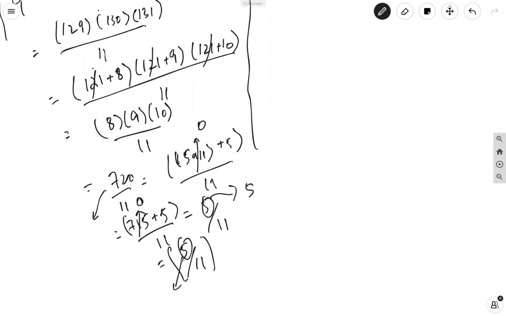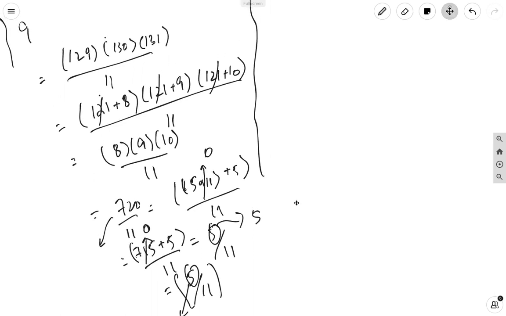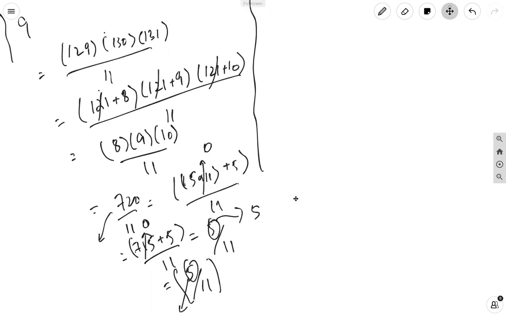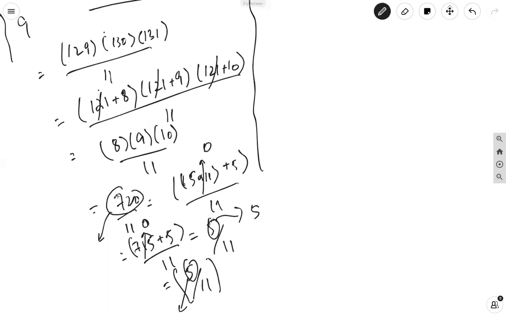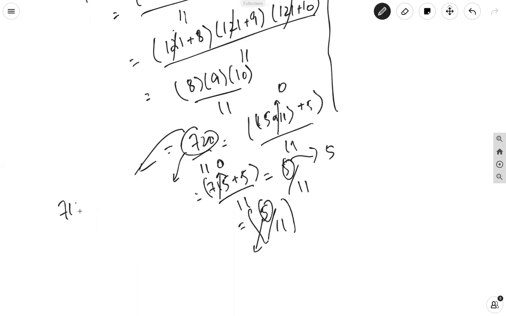Right? I got it, but the previous portion I didn't get. That means 65 into 11, how it became, I didn't get it. Listen, this is 720. We can write 720 as 715 plus 5. I got it, and 715 is just 65 into 11 plus 5. This is what I wrote there.